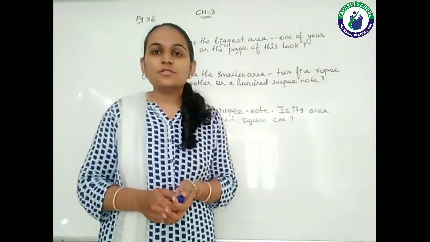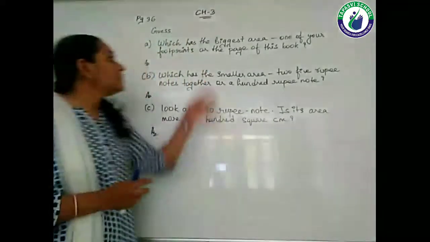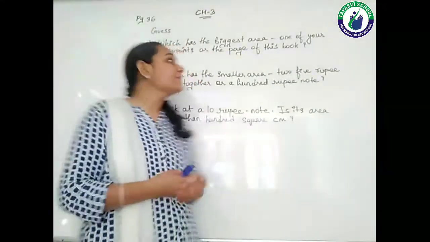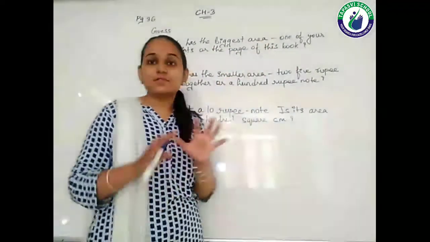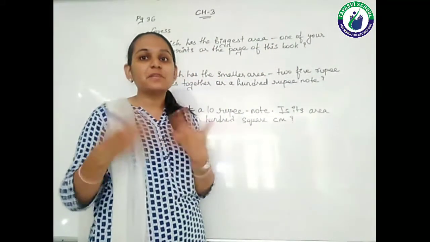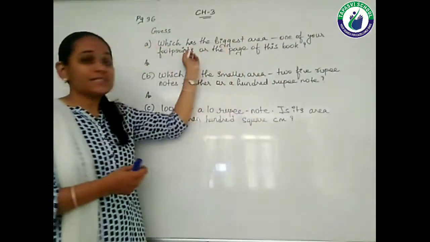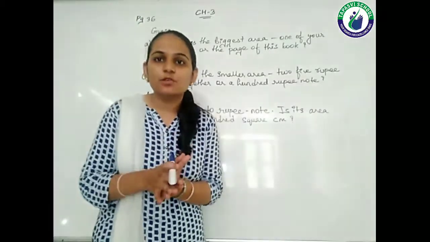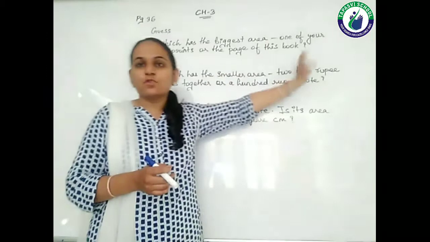Okay students, now just see, we are going to see page number 36, right? Guesswork is there. You need to only guess the answers. First question, which has the biggest area? That means you need to tell the one which is having the biggest area. सबसे बड़ा area किसका होगा? One of your footprints. Footprints means आप जिसको बोलते हैं छाप, पैरों की छाप बोलते हैं हिंदी में. So one of your footprints or the page of this book.